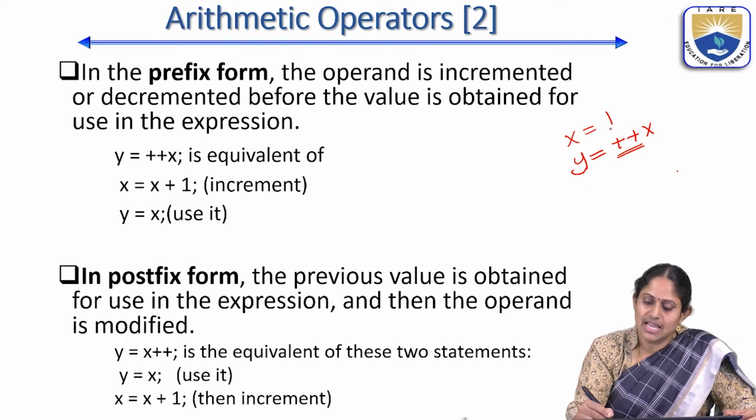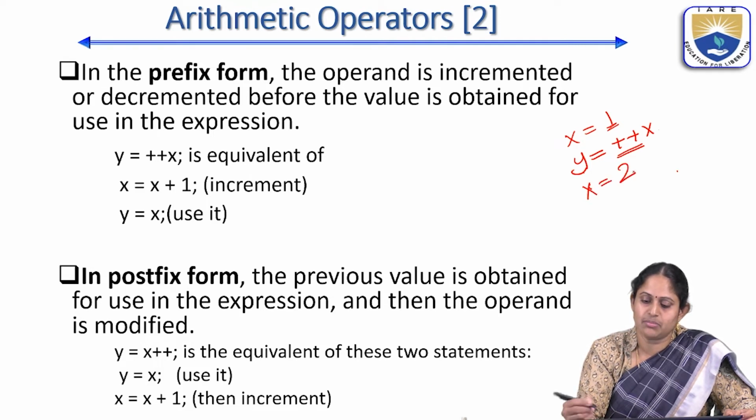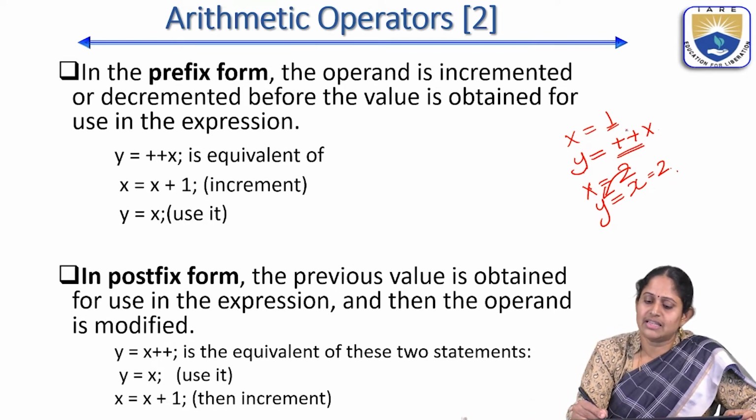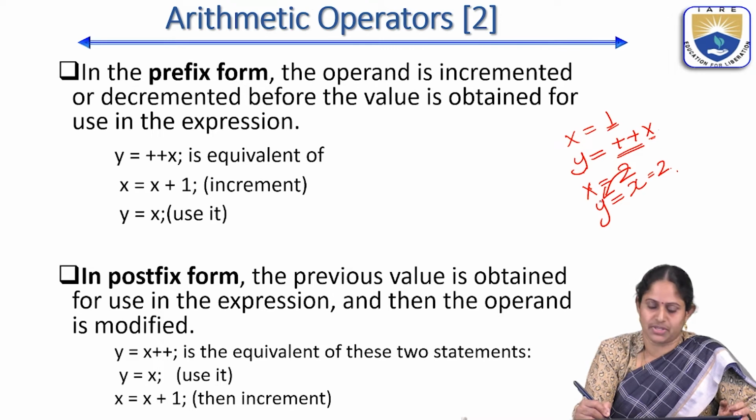So what happens? x is 1, so x will be 1 plus 1, so it will become 2, and 2 will be assigned to y. This is prefix, wherein the operator occurs before the operand. In a prefix operator, the operation will be done first, then that value will be used for the expression.